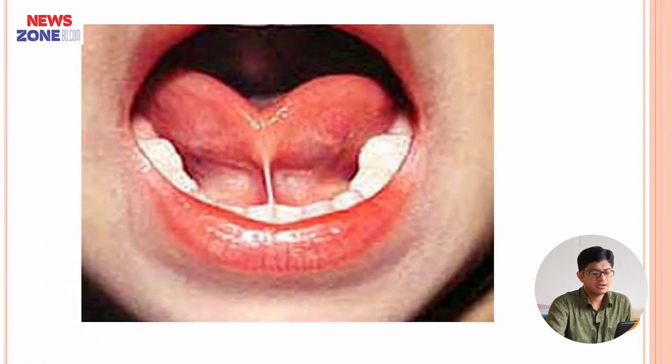This is a figure where drugs are given in the sublingual route. In angina pectoris, we use glycerol trinitrate by the sublingual route.